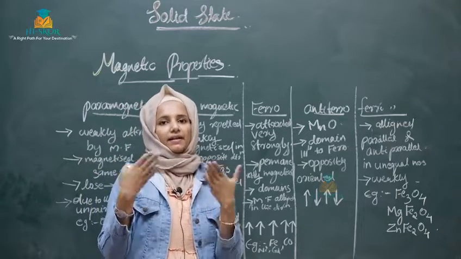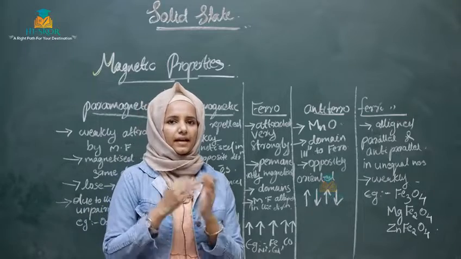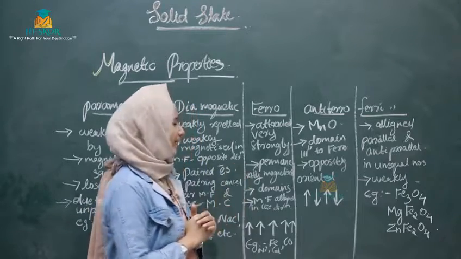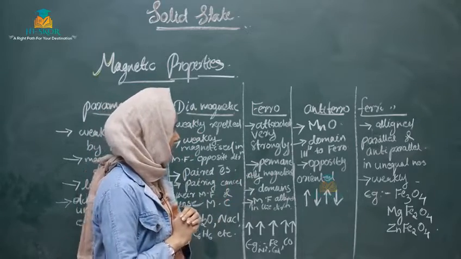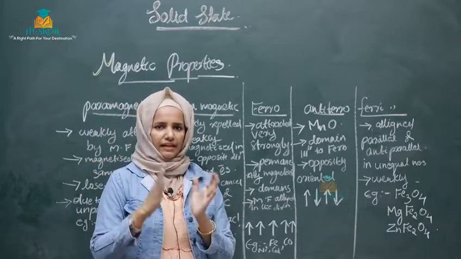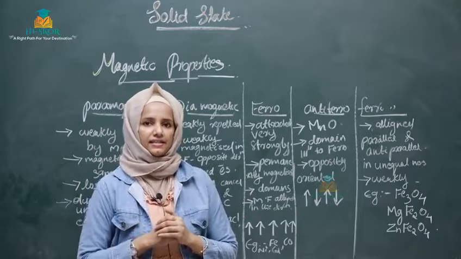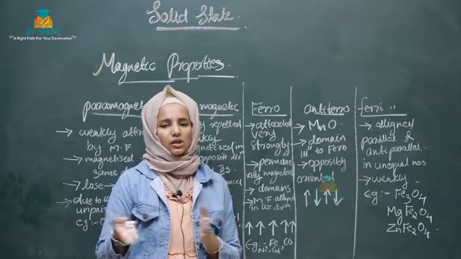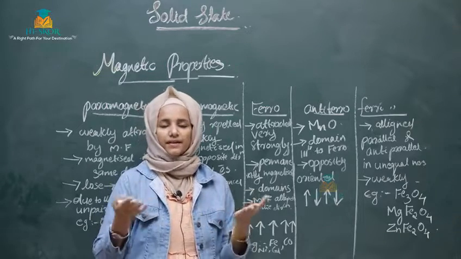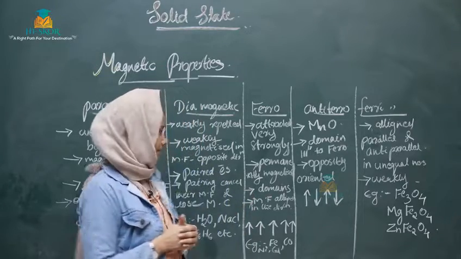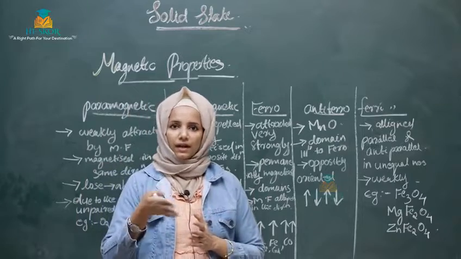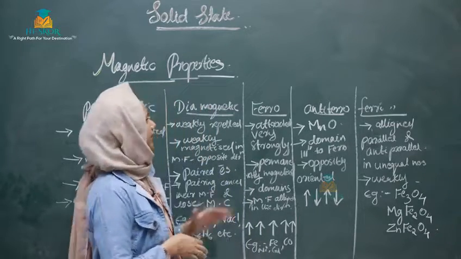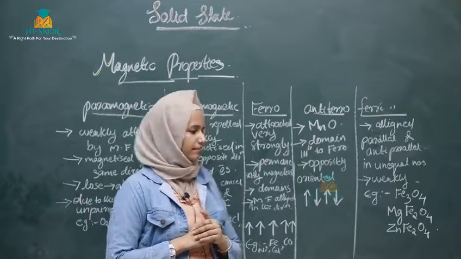In unmagnetized substances, the domains are not properly oriented. The substances are arranged as domains, and in each domain the magnetic field is aligned in the same direction. In unmagnetized domains they are not properly oriented, that is, they have random orientation. Example, I told you, what is that? Iron, cobalt, nickel, etc. The next is anti-ferromagnetic substances.